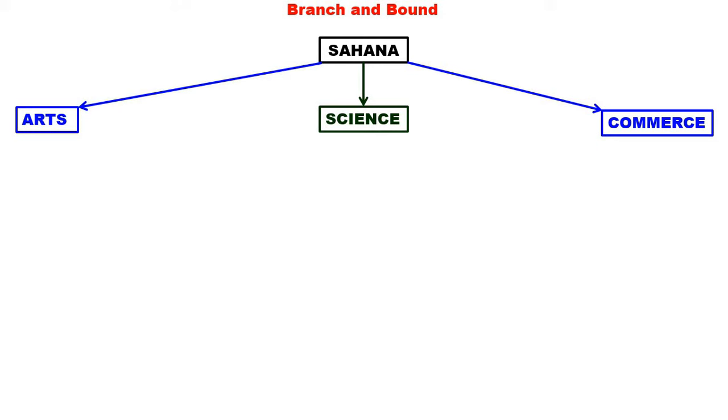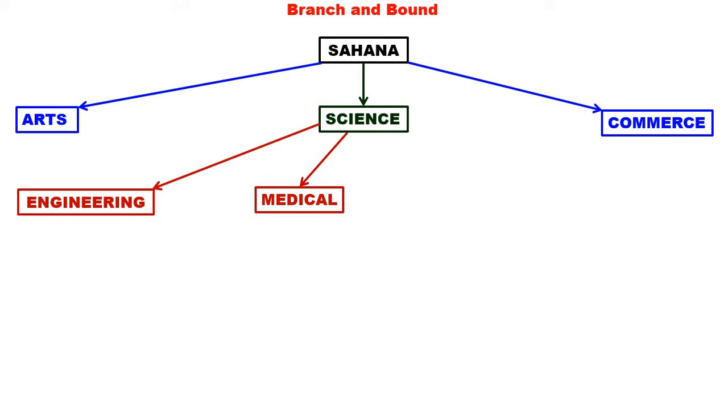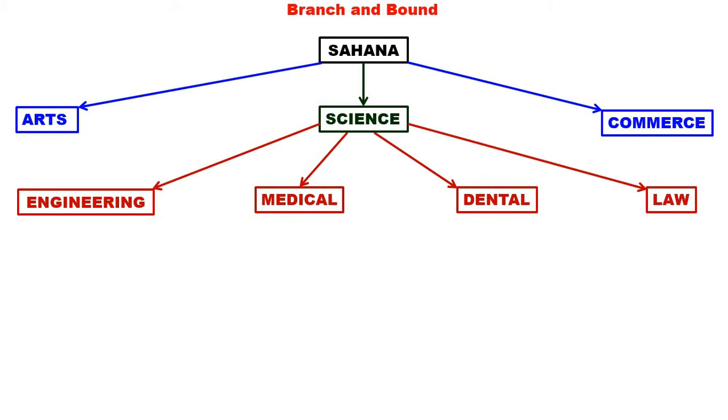She will study 2 years of science. After 12th standard, again she has many branches. There are many options to choose. So what are the options? Engineering, medical, dental, law. So four branches are there. Now she has to bound to one of these. So let us see which she will bound to. Yes, medical. Among the four branches, she has bounded to medical.